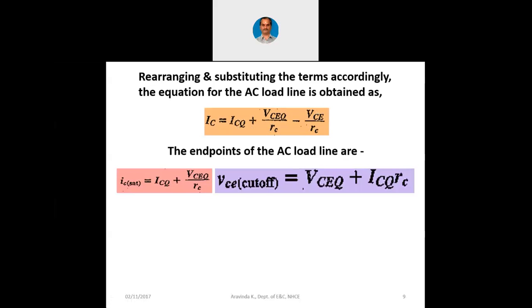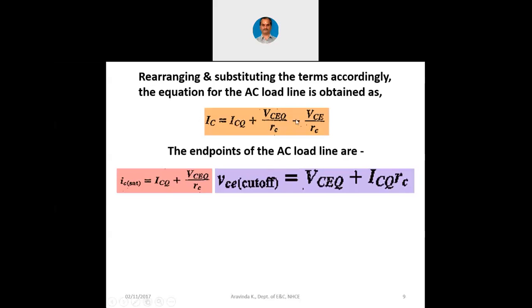Now, what about VCE cutoff? When the transistor is in the cutoff region, there will be no current at all across it, right? So IC itself will be 0. So we can use the same expression which is at the top and rearrange for getting this VCE cutoff. Using this equation, VCE cutoff is obtained as VCEQ plus ICQ into RC. Using the same equation, in this case, you have to make IC equal 0 because when the transistor is in cutoff region, current across it is 0.